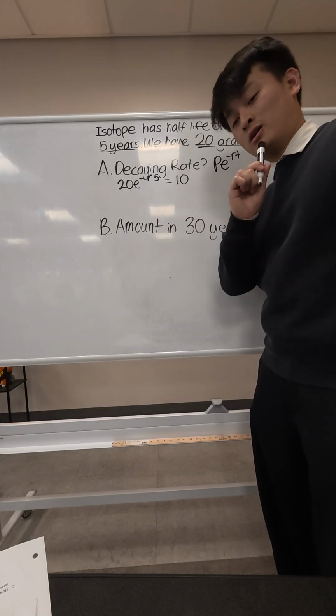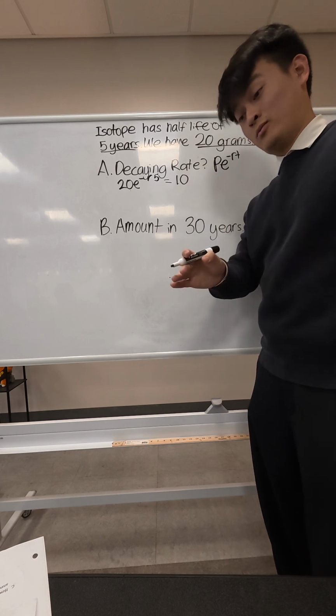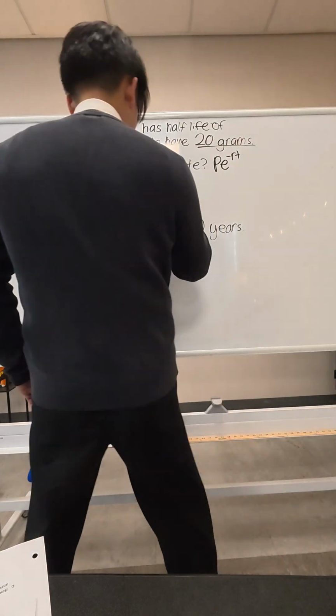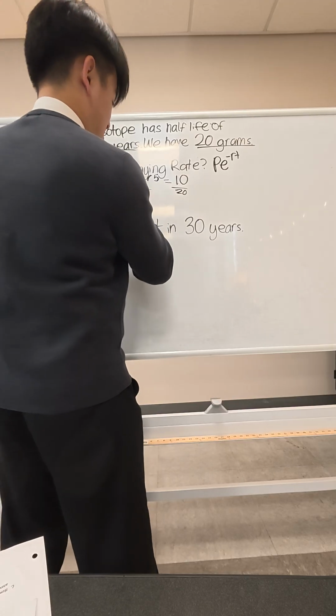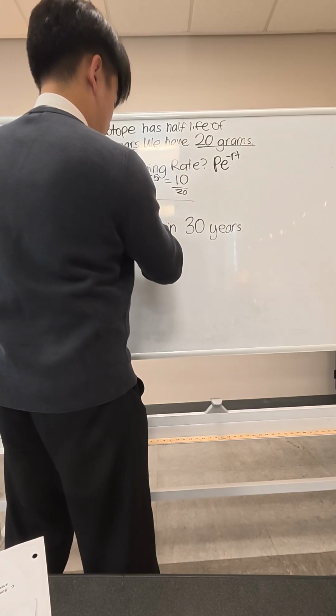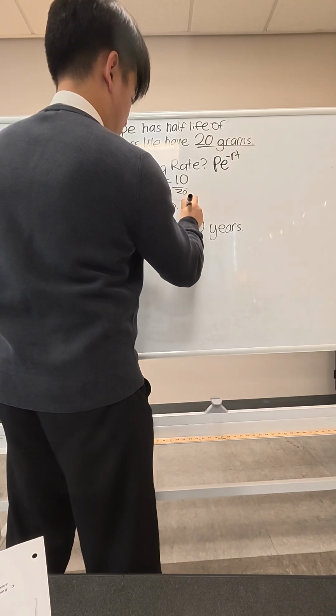You want to solve for R, so how are you going to do that? I don't like this 20. It's multiplying with the e, so I need to divide both sides by the 20. So I'm going to divide both sides by 20 like this. The 20s cancel out, leaving me with e to the negative R times 5 equals 0.5.